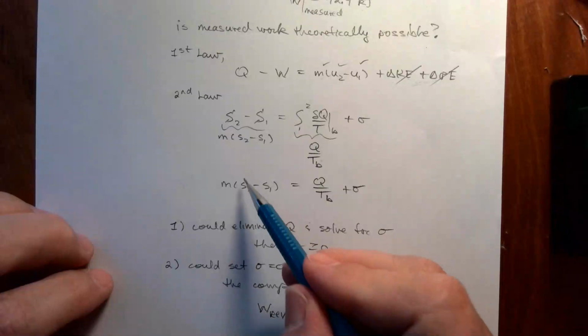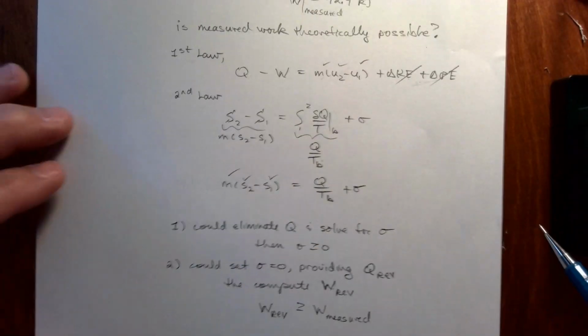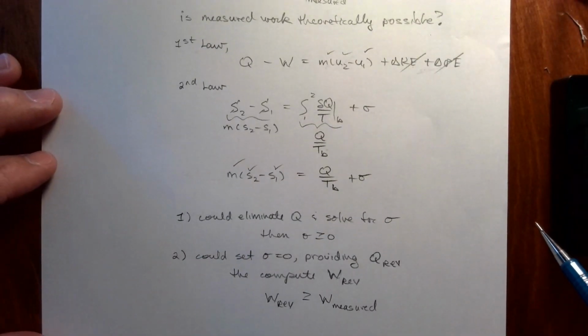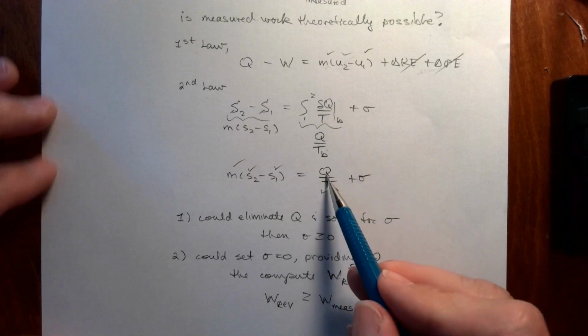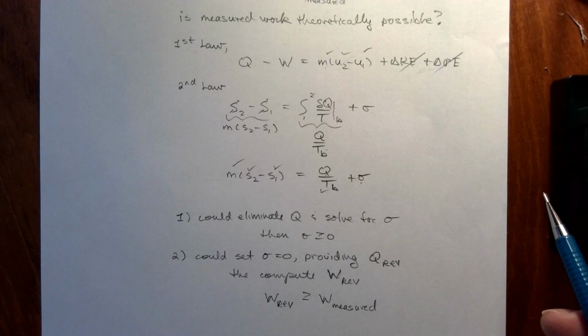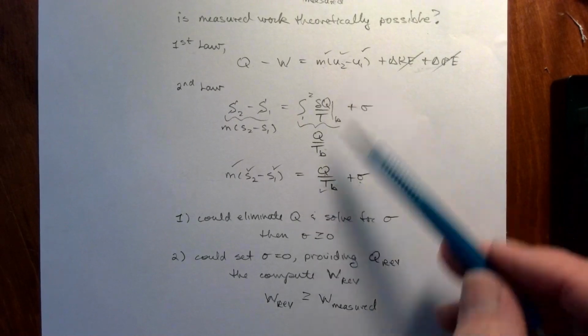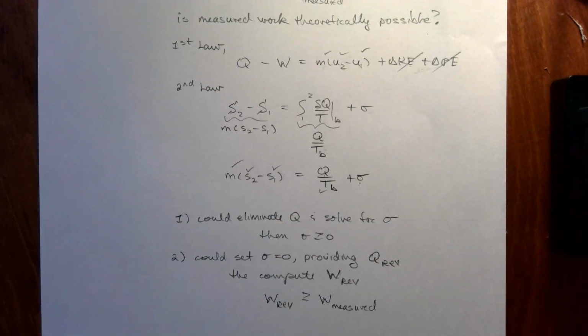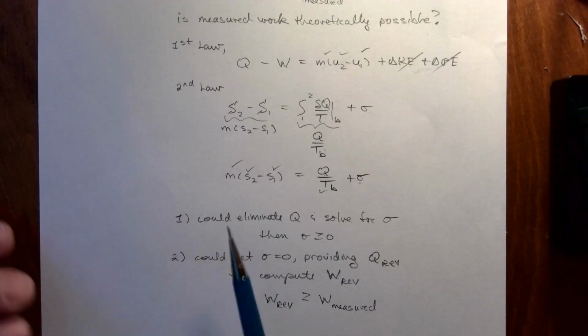Both states are defined, right? So we have an S1, an S2, and an M. And we have a temperature of the boundary. We don't have a Q, and we don't have a sigma. And so now the question is, between these two constraints, how are we going to assess the second law based on the measured W? So there's really two ways that I've thought to do this.